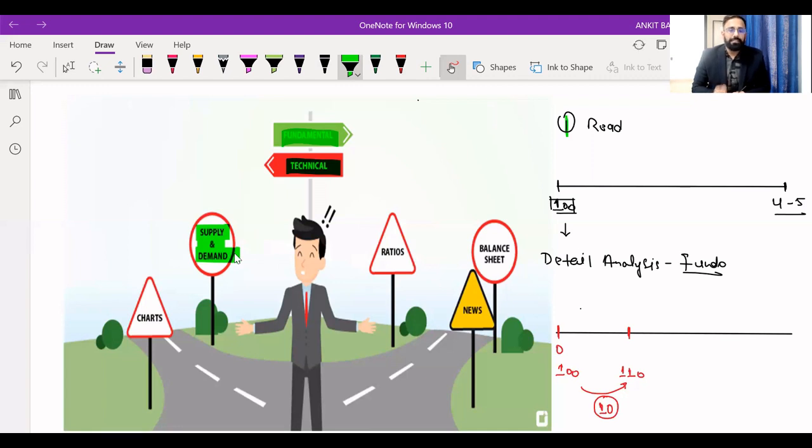If a person is investing in any security on the basis of demand or supply, let's suppose I'm taking the example of Zomato. When Zomato got listed, it was listed at rupees 126. And if you see the current Zomato price, today the price of Zomato is 77 rupees.